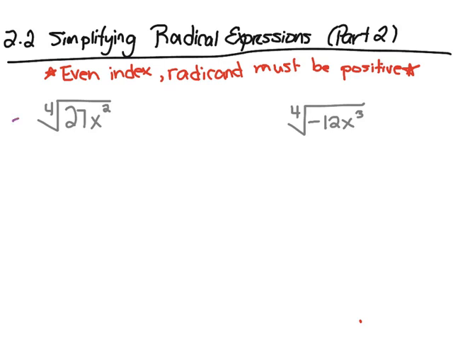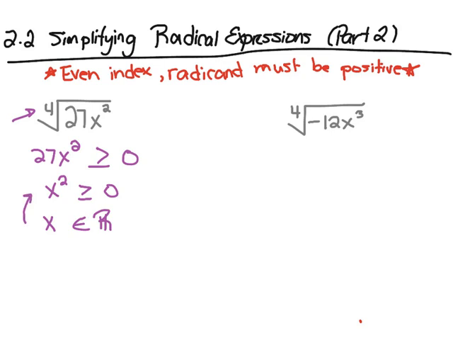So for our first one, we have an even index, so we know that 27x squared has to be greater than or equal to 0. Because of this, we know that x squared has to be positive because x squared times 27 is positive. Our x value can be anything though, because a negative x value will make x squared positive, a positive x value will make x squared positive.